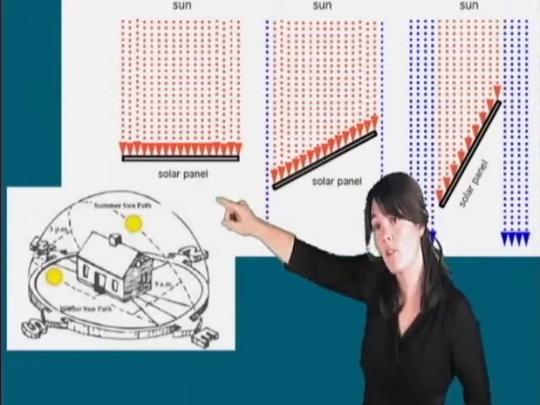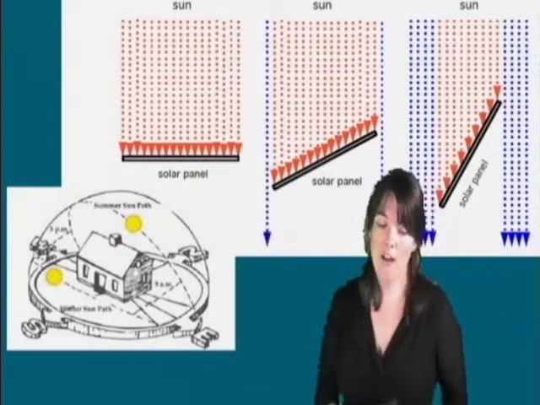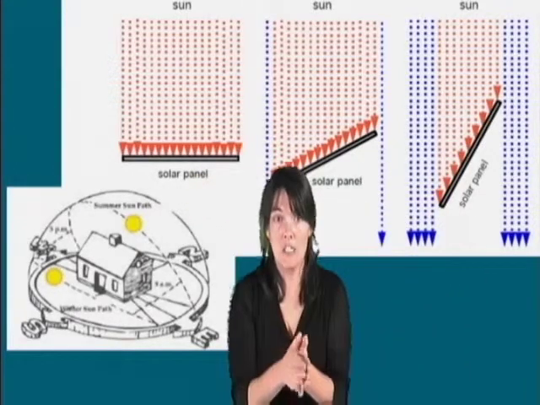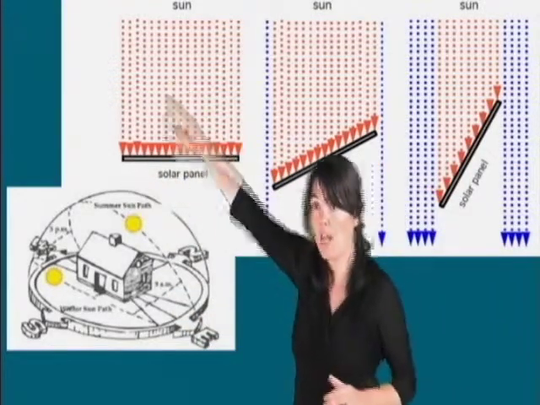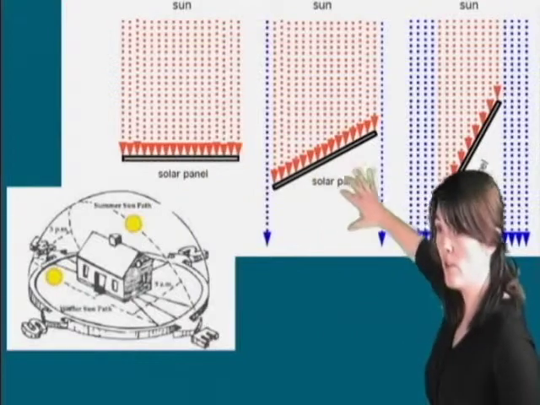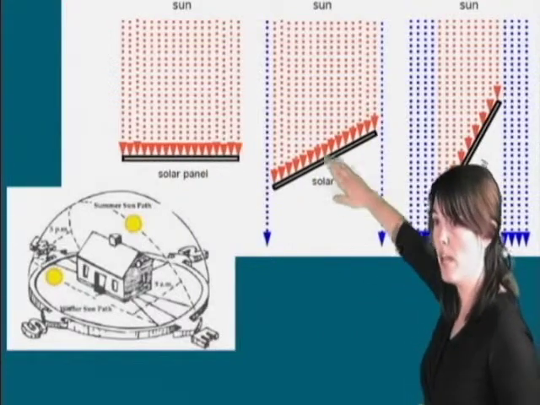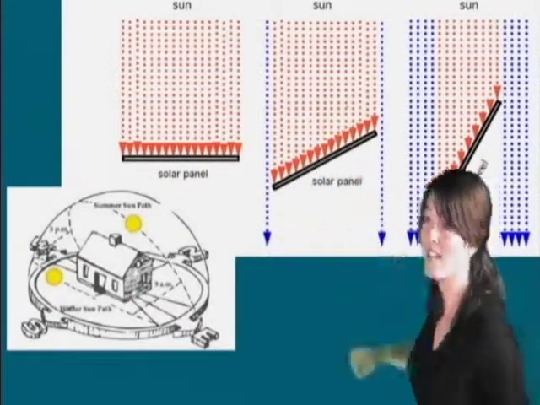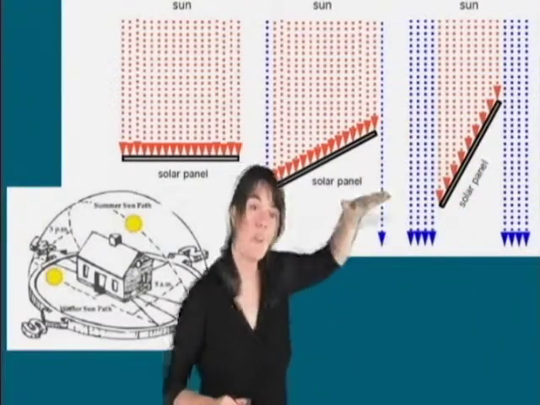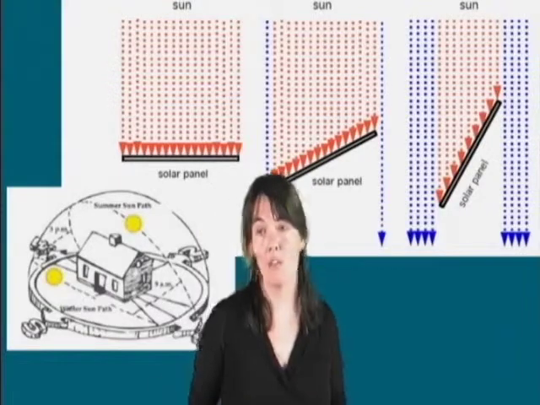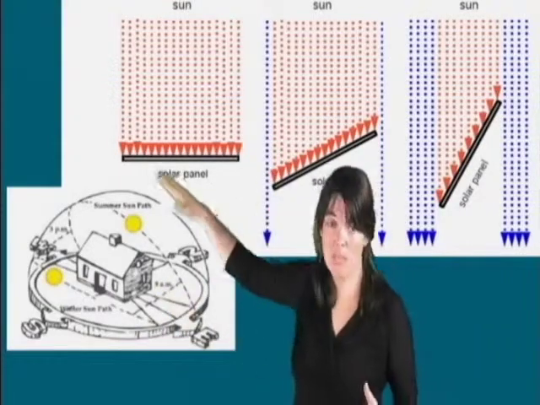So with solar panels, what we find is that when we have our solar panels perpendicular to the sun, we're going to have the most solar gain. So here you can see the most solar gain. If I move over here, you'll see I've tilted my solar panel and I'm missing a few of those rays. And over here, if it's really tilted, I'm going to be missing a lot of those rays. And so for the most efficient, you want it to be perpendicular.